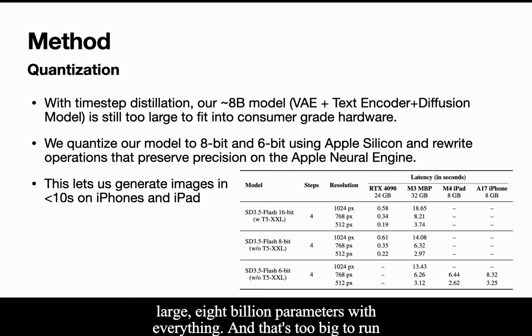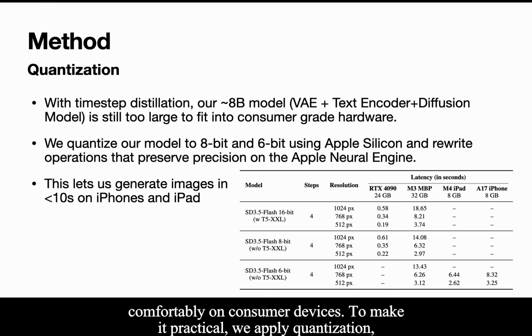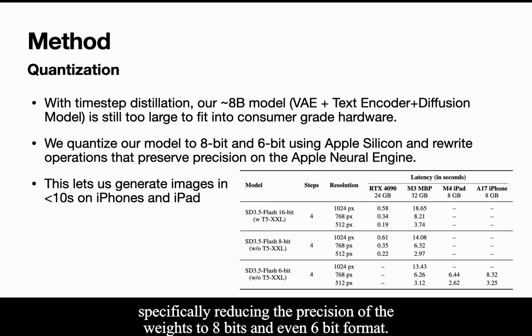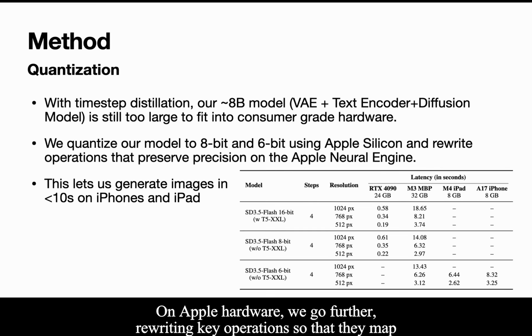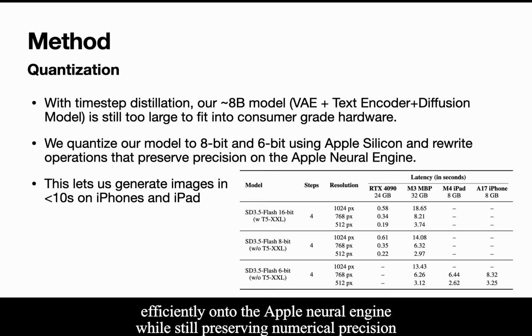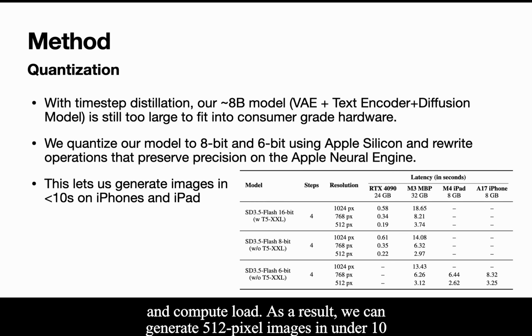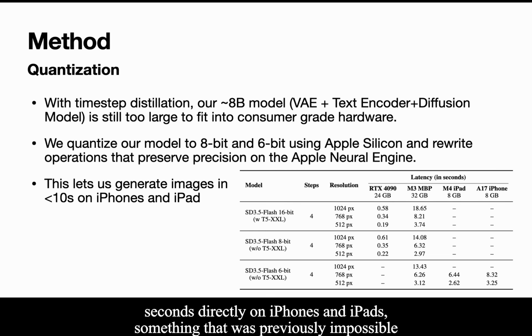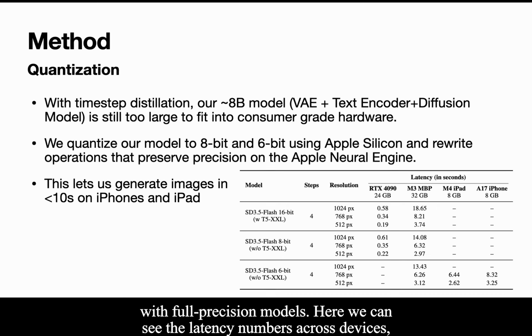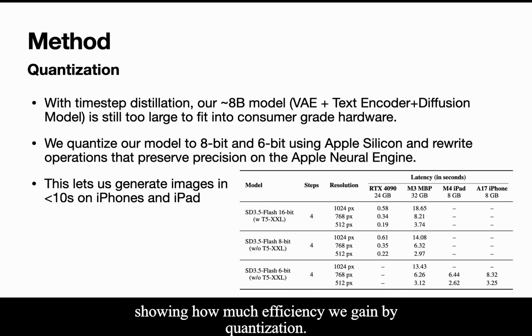Even after timestep distillation, our model is still very large. 8 billion parameters with everything, and that's too big to run comfortably on consumer devices. To make it practical, we apply quantization, specifically reducing the precision of the weights to 8 bits and even 6-bit format. On Apple hardware, we go further, rewriting key operations so that they map efficiently onto the Apple Neural Engine while still preserving numerical precision where it matters. This quantization step dramatically reduces the memory footprint and compute load. As a result, we can generate 512 pixel images in under 10 seconds directly on iPhones and iPads, something that was previously impossible with full precision models. Here you can see the latency numbers across devices, showing how much efficiency we gain by quantization.